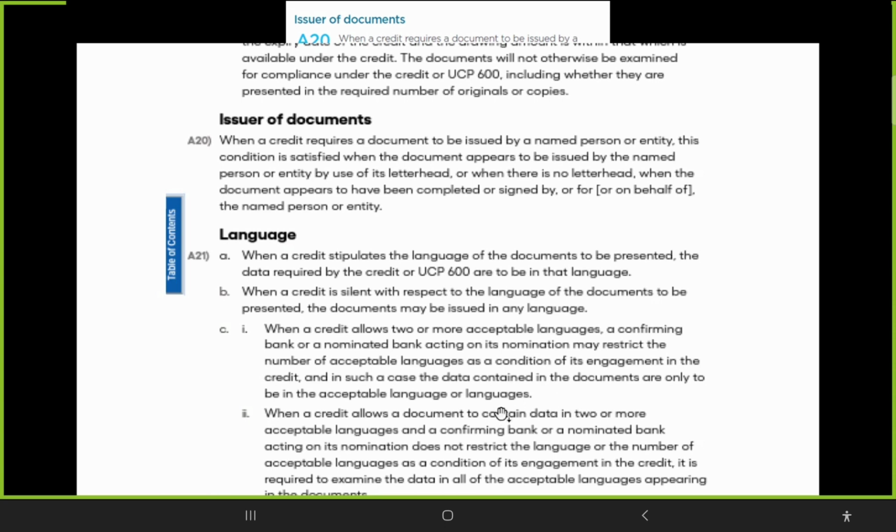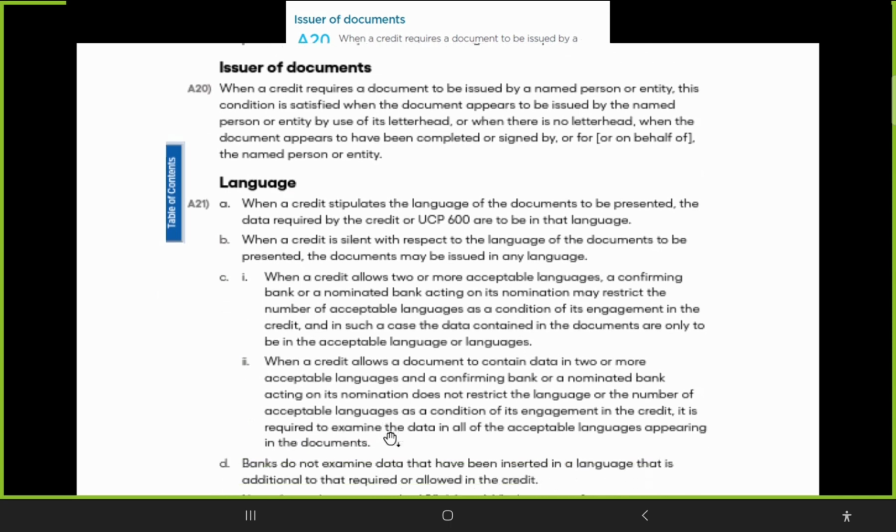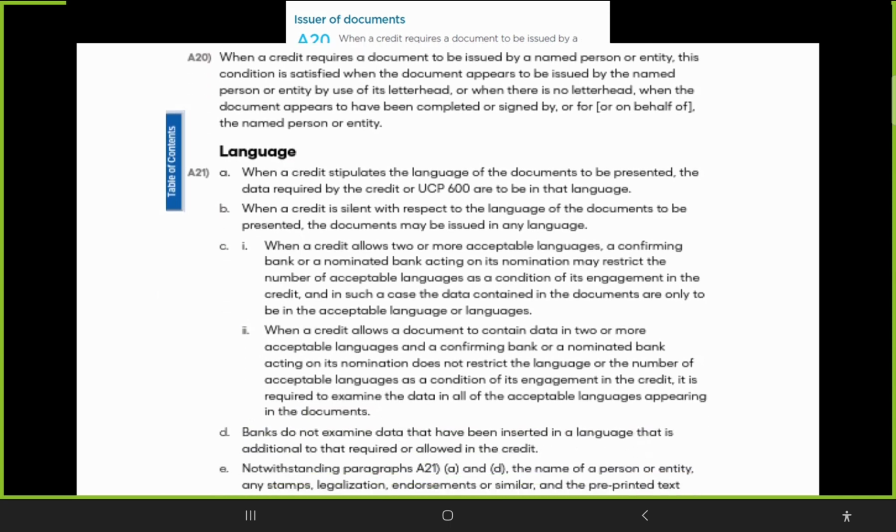When a credit allows a document to contain data in 2 or more acceptable languages, and a confirming bank or a nominated bank acting on its nomination does not restrict the language or the number of acceptable languages as a condition of its engagement in the credit, it is required to examine the data in all the acceptable languages appearing in the documents. So we'll take the same example. I am the issuing bank, and I state that the documents can be presented in English as well as in Mandarin, but not in any other language. Now, Sunil, adding his confirmation, does not have the expertise to check the documents in Mandarin.